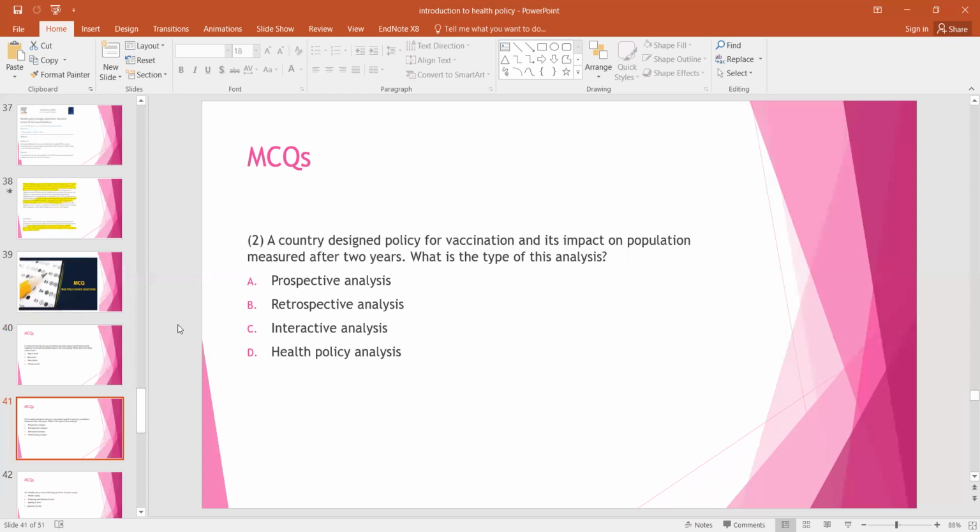A country designed a policy for vaccination and its impact on the population was measured after 2 years. What is the type of this analysis? Prospective, retrospective, or interactive health policy analysis?